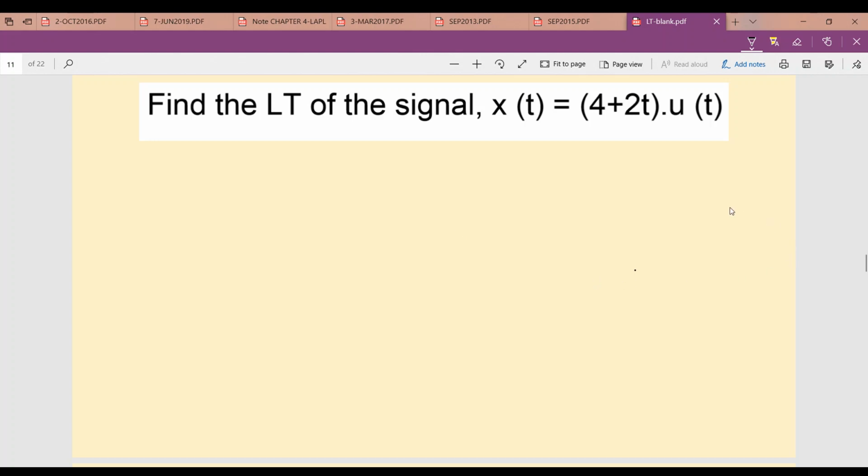Okay, now let's solve this example. Find the Laplace transform of the signal x(t). So the signal x(t) that we copied is 4 plus 2t. Okay, do you see this one that I marked in red?